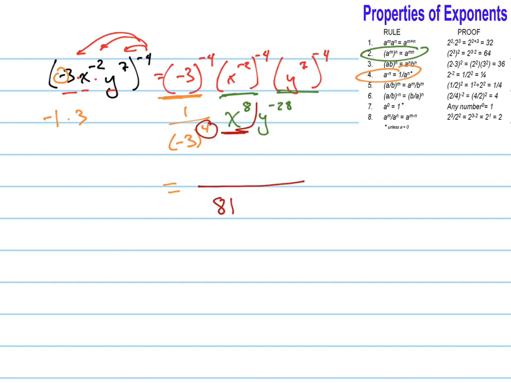Now notice that x to the 8th stays on the top, but this y to the -28 can go to the bottom as y to the +28. And so usually when they want you to write an answer in terms of positive exponents, if you have a negative power, move it to the bottom. All right, so there's your answer.